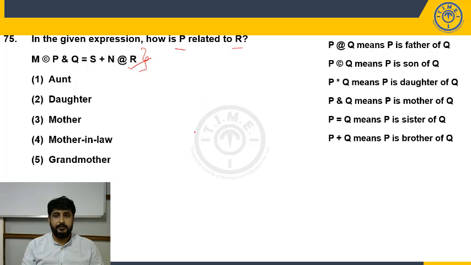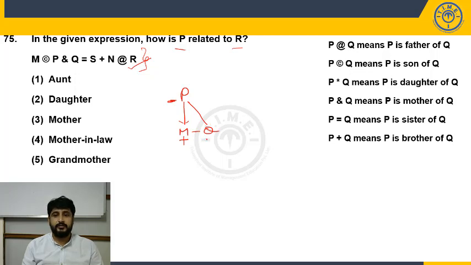M is the son of P. So M will be in the lower generation and P will be in the upper generation. P is the mother of Q. P is the mother of Q. So I can confirm that M and Q are siblings.